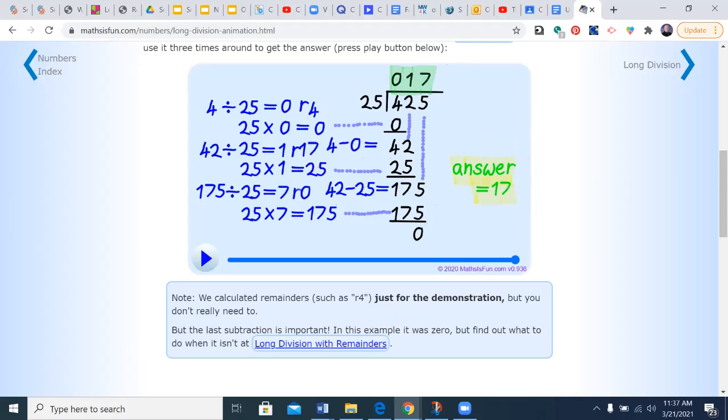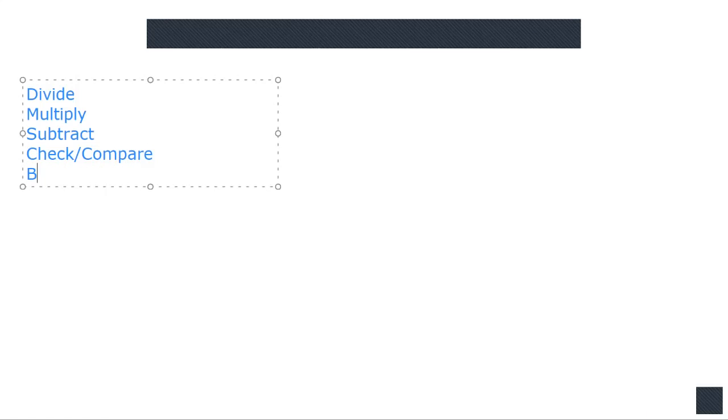Let's practice a couple. Let's get my whiteboard out here. Remember our steps: divide, multiply, subtract, check or compare. I've heard both. Bring down. So our first one we're going to try here, 46 divided by 3. Then we have a remainder.